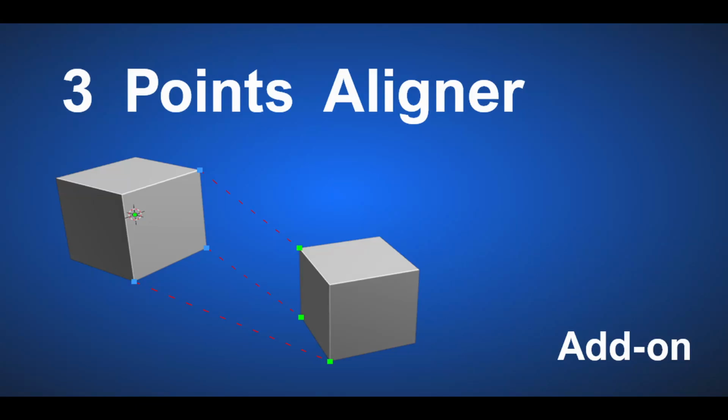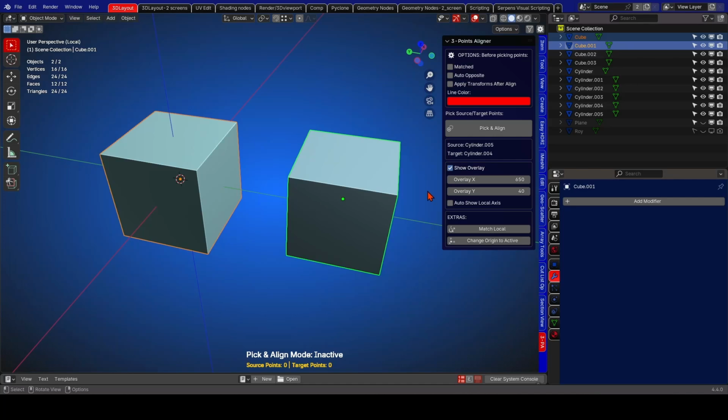Here it is, the 3 points aligner add-on. Aligning your mesh objects using 3 points. First, select your options if needed.